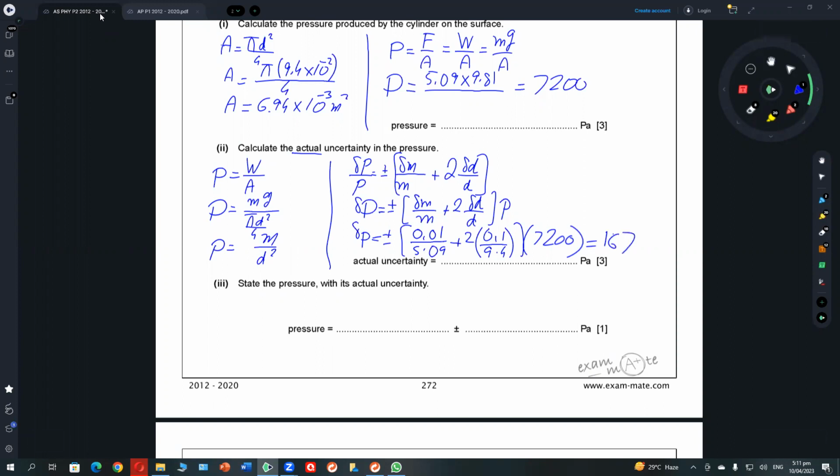Uncertainty is always given correct to one significant figure. It's a very important requirement. Uncertainty is always given correct to one sig fig. So I'm writing it as 200. So how do I write the final answer? I will say 7,200.